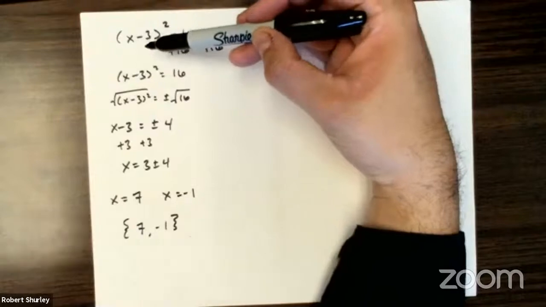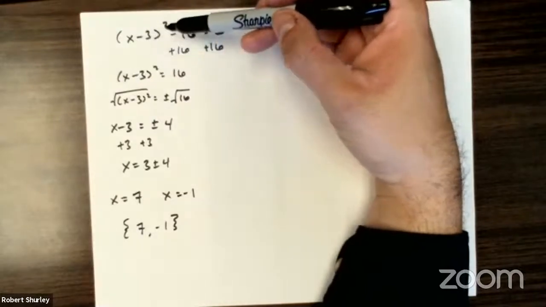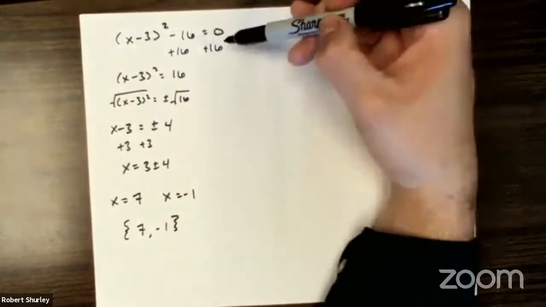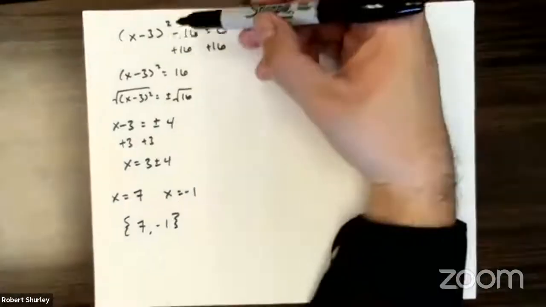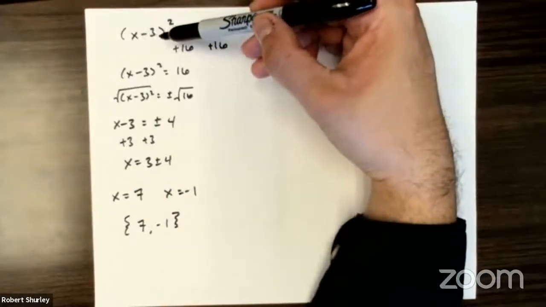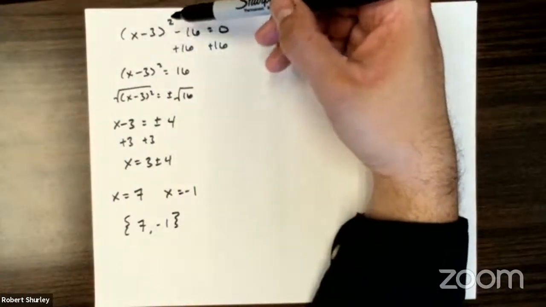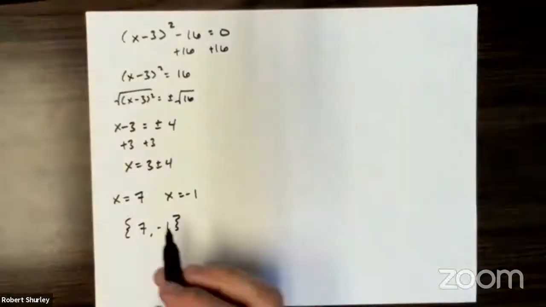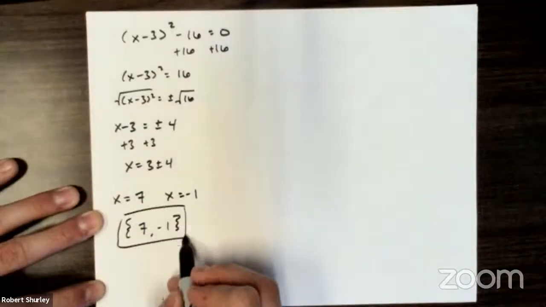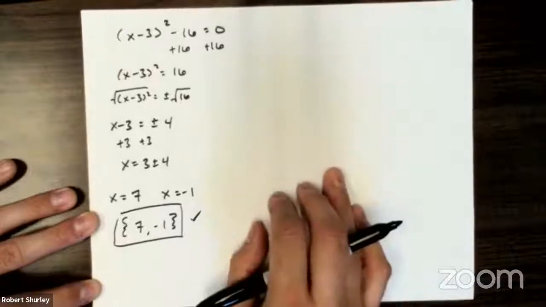And these are easy to check. 7 minus 3 is 4. 4 squared is 16, minus 16 equals 0. So it checks out. Negative 1, same thing. Negative 1 minus 3 is negative 4. Squared, you get a positive 16, minus 16, you also get 0. So this checks out.